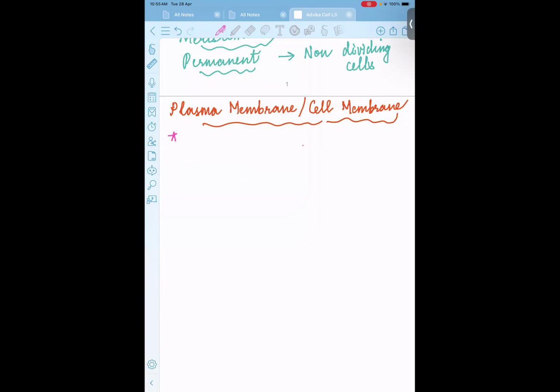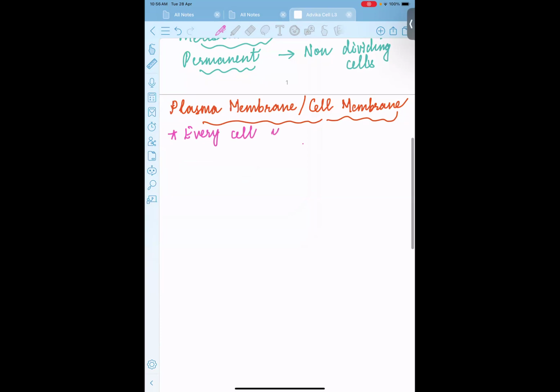The only difference is that in the plant, the outermost layer will be the cell wall, and next to the cell wall will be the plasma membrane. But in the animal cell, the outermost layer is the plasma membrane itself. So we can say that every cell is bound by a thin, delicate membrane. This membrane, which is a plasma membrane, is delicate in nature.